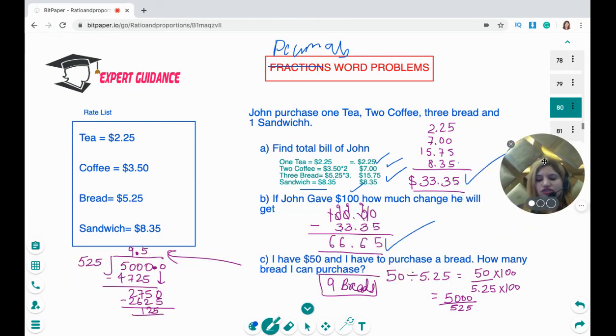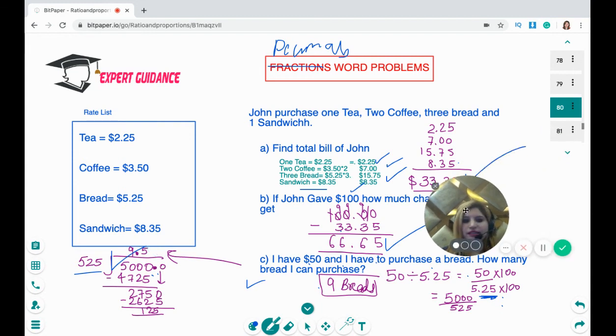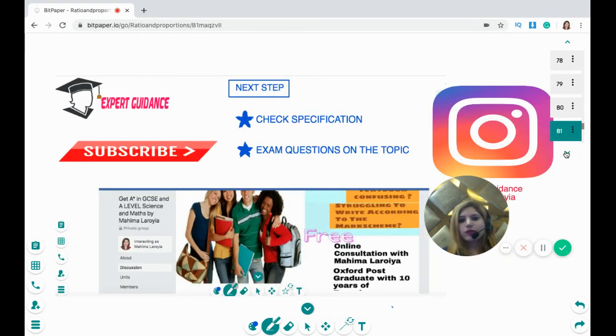And for the last question, if he has $50 and he has to purchase bread, then how many can he purchase? So if you do 50 divided by 5.25, remember I told you that the bottom number should be a whole number. So you convert it into a whole number by multiplying the top and the bottom by 100. So now we get 5,000, and then we divide it by 525, and I get 9.5, which means that you can get 9 breads. Okay, so I hope these decimal word problems are clear to you.